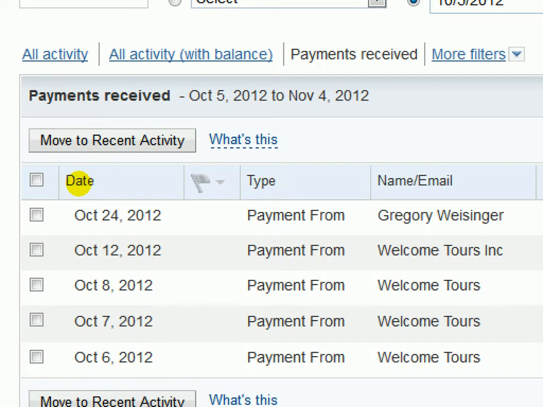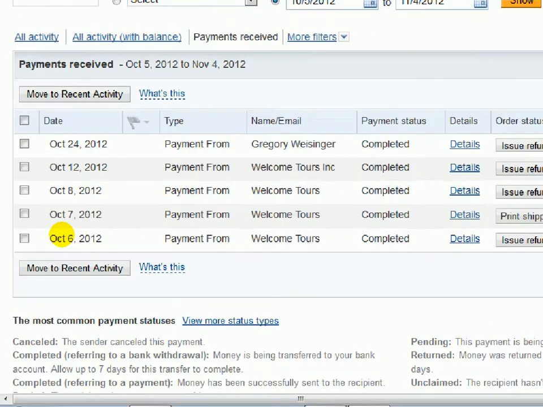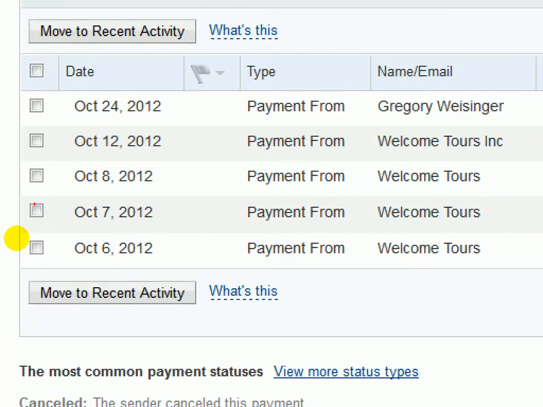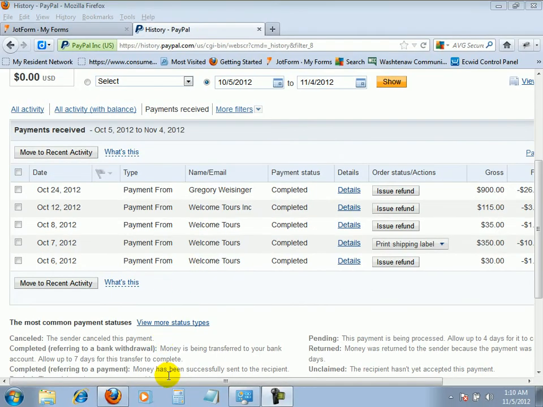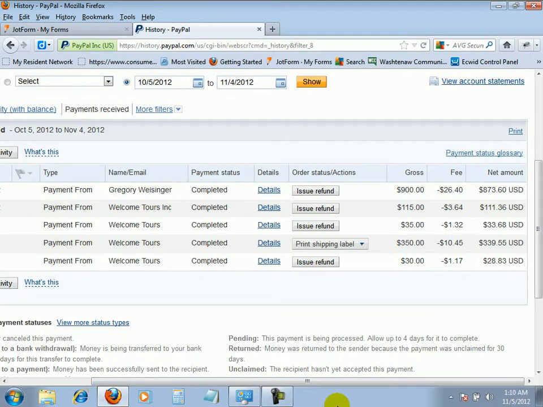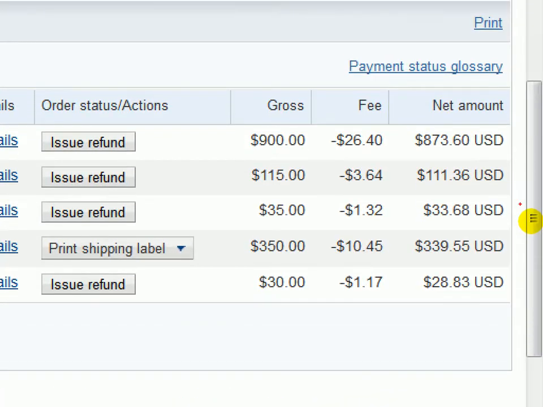Today's date is actually, hold on, let me zoom out. 11/5 of 2012, Monday. I'm going to zoom in. If you notice that these were just recent, the latest being October 24th, and then it started around October 6th for the month that I got paid for my surveys. The income is actually extremely good with the company that I use. They pay pretty well, and you don't have to invest too much time to make a decent amount of money.